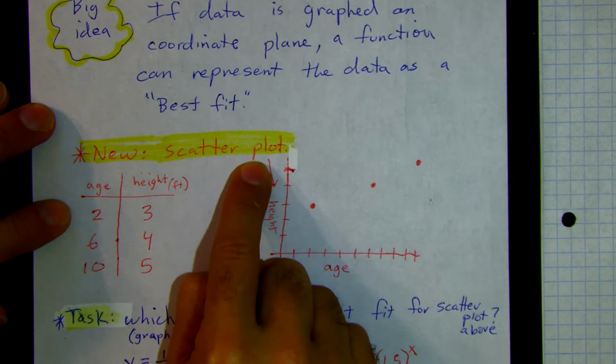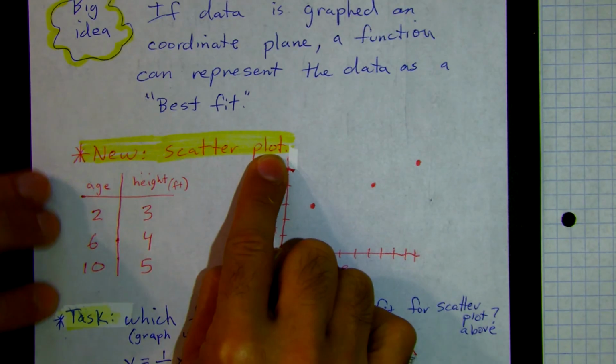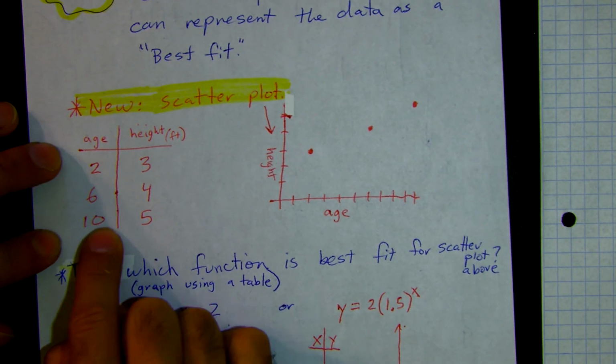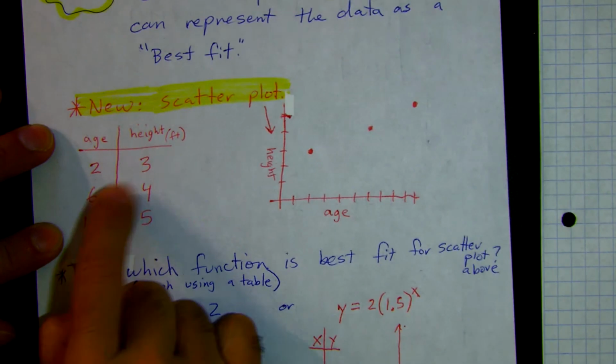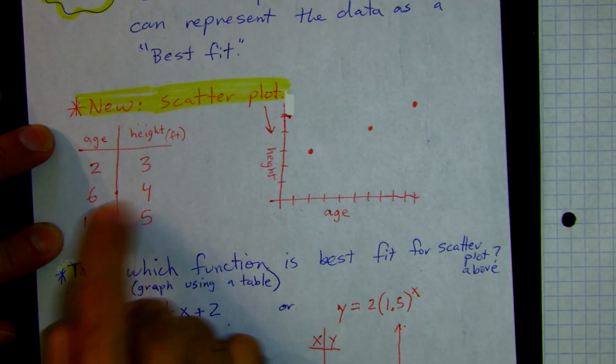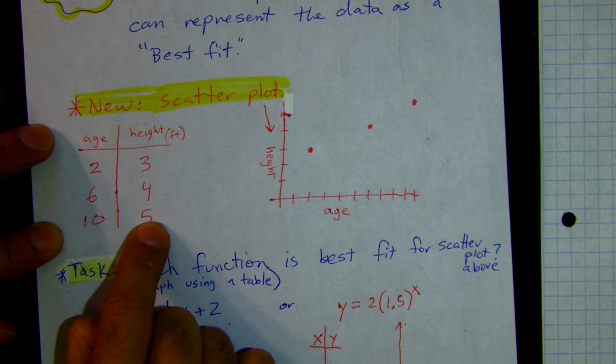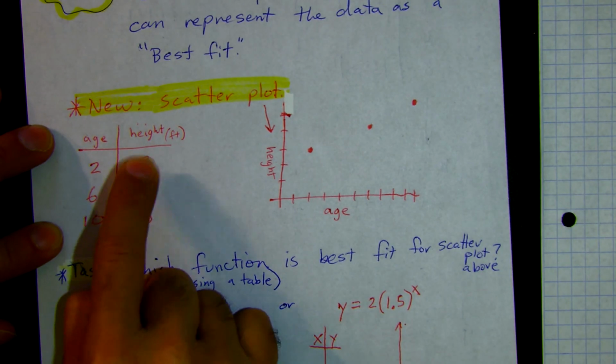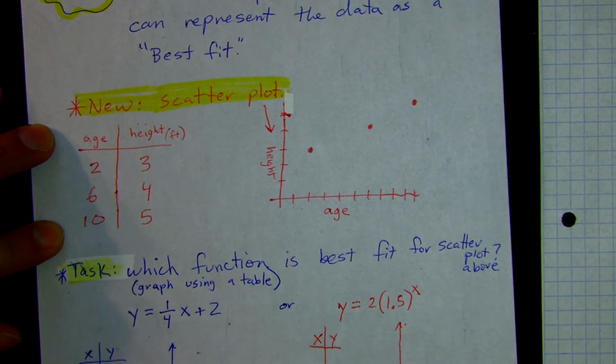This is kind of new, but you've seen this before. Scatter plot. If we had these real basic data points here, age and height in feet: 6, 4 feet, 10. When you're 10, you're 5 feet tall. When you're 2, you were 3 feet tall. I think that's kind of tall for a 2-year-old, actually. But you were tall and then you didn't grow much. It's fine. So you're 10 and you're 5 feet tall.